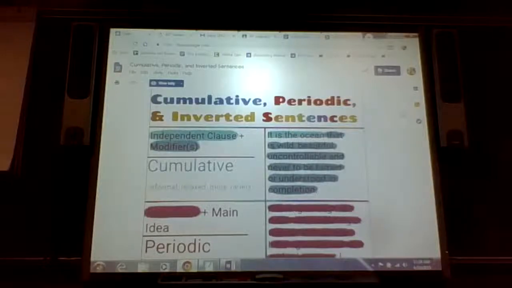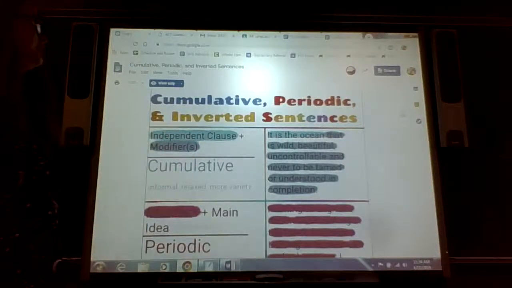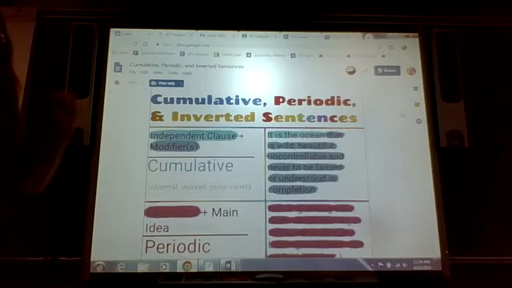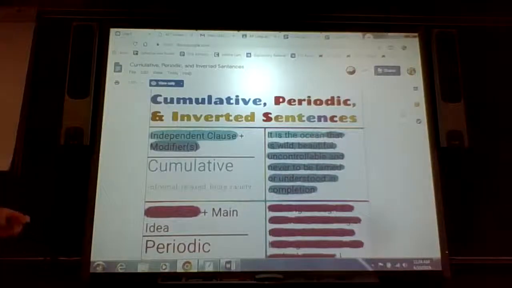So, cumulative, periodic, and inverted sentences. It's three different common sentence structures, kind of the exact opposite of what we just went over. A cumulative sentence is where the independent clause comes before the modifiers, before what we add on. My example was, it is the ocean that is wild, beautiful, uncontrollable, and never understood in completion. So, it is the ocean is the independent clause, and then it adds a bunch of things to describe the ocean. It's more informal, it's relaxed, and it adds more variety, stopping it from being bland and boring.